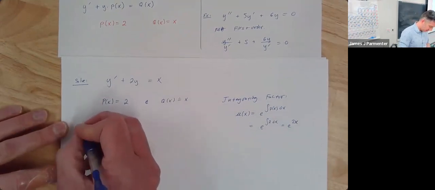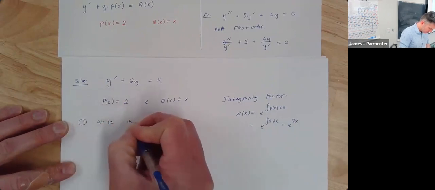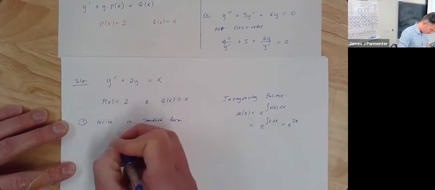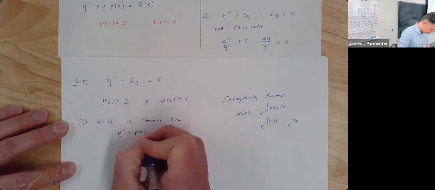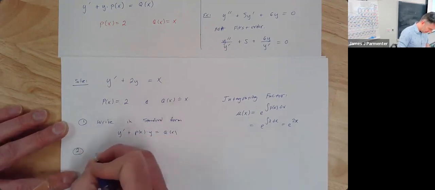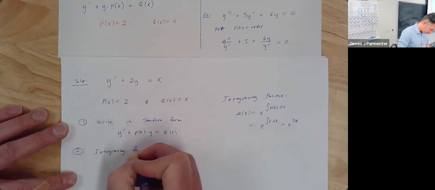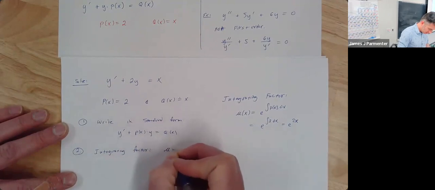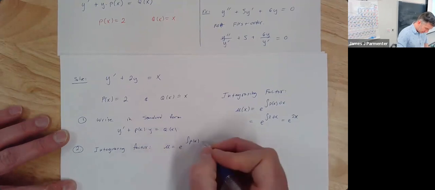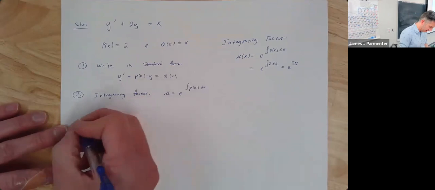So I guess I should say step 1, write in the standard form: y prime plus p of x times y equals q of x. Step 2, find the integrating factor. It's good to have steps. Mu equals e to the integral of p of x. Step 3, that's where we multiply both sides of our equation by the integrating factor.